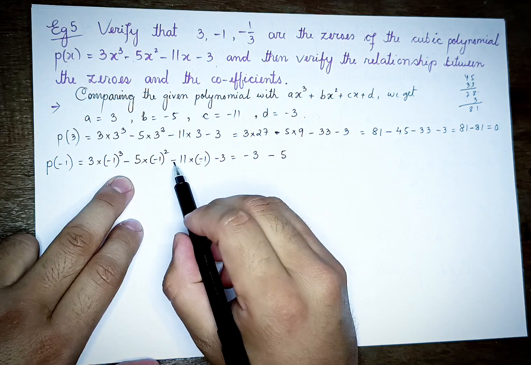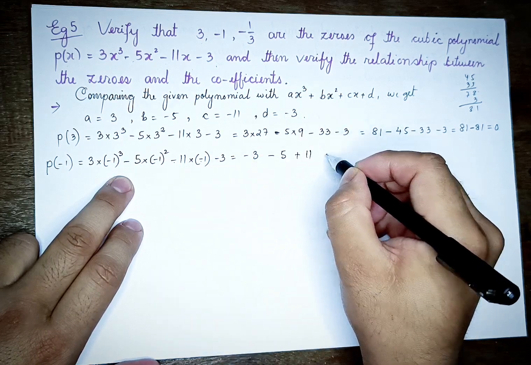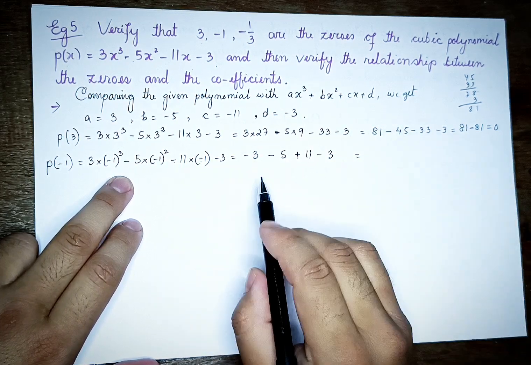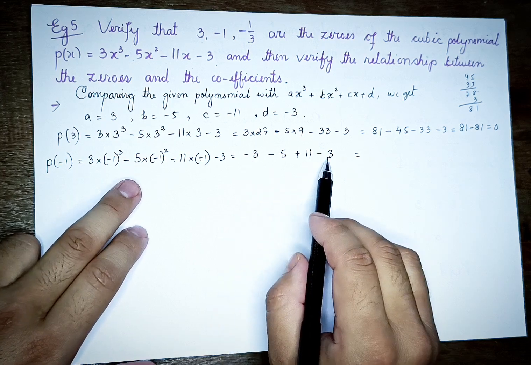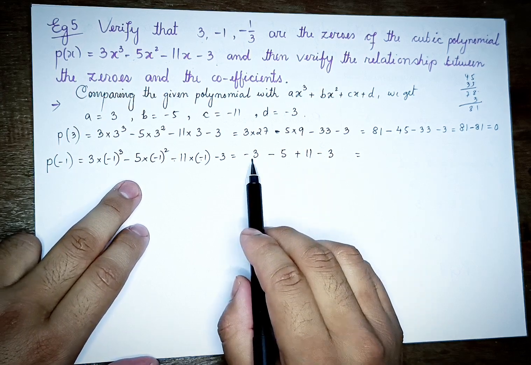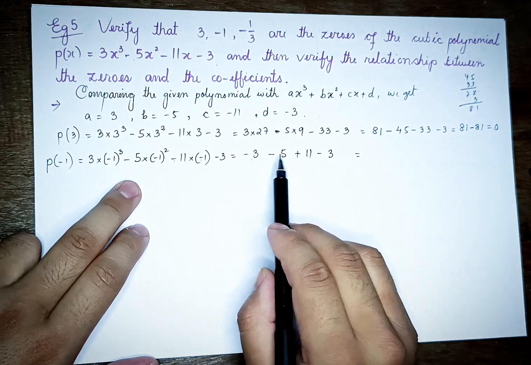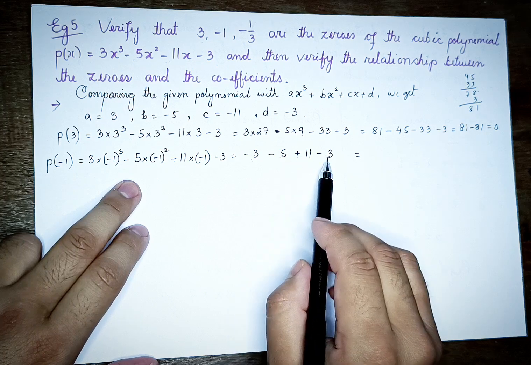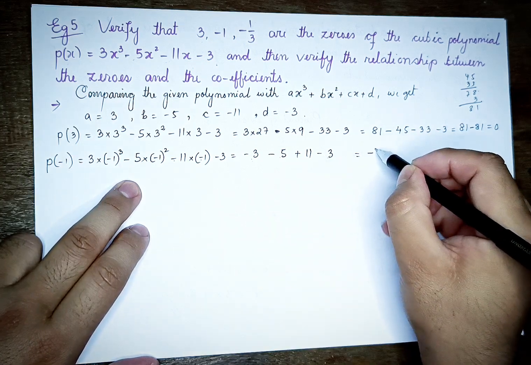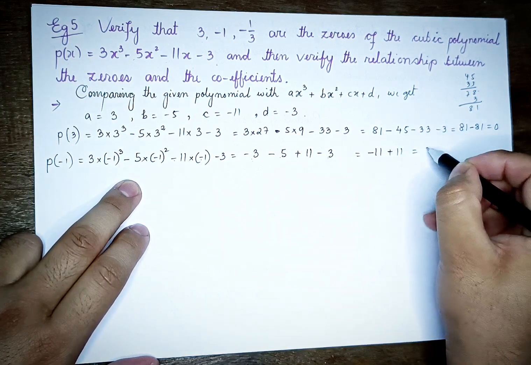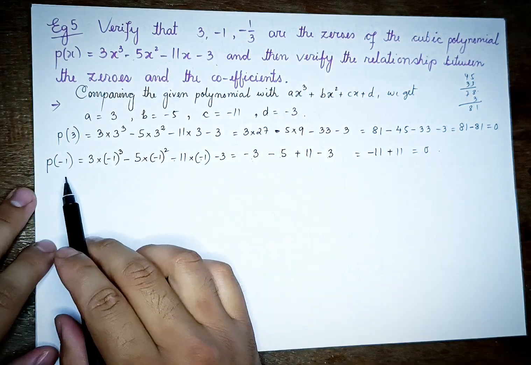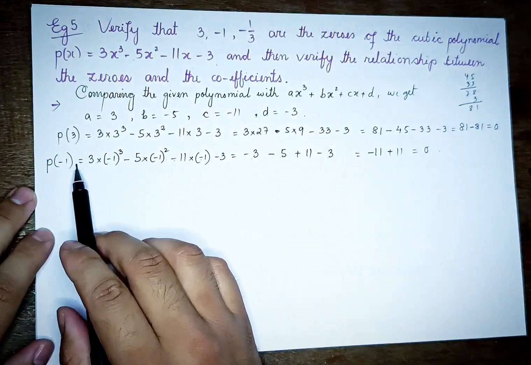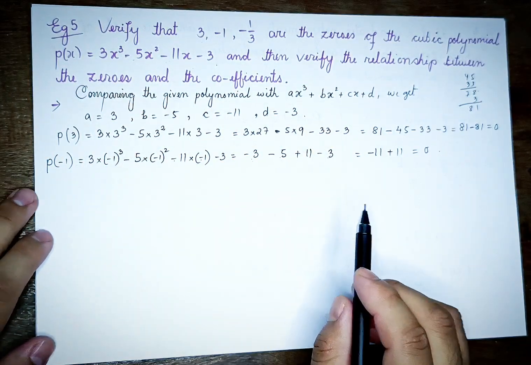Here the minus and the minus give plus 11, minus 3. Adding the minus parts, minus 3 minus 5 gives minus 8, and minus 8 and minus 3 gives minus 11. Minus 11 plus 11 is equal to 0. So the value of p of minus 1 is 0. Therefore minus 1 is a zero of the cubic polynomial.